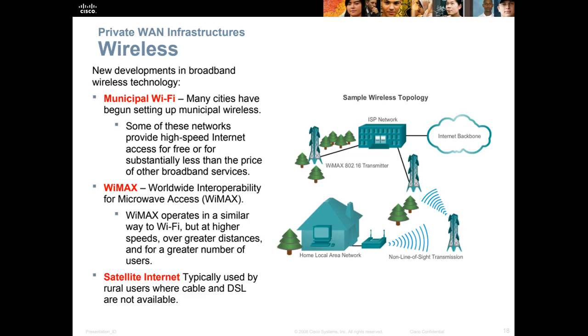We have also wireless, such as municipal Wi-Fi. Here, many cities have begun setting up municipal wireless. Some of these networks provide high-speed internet access for free or for substantially less than the price of other broadband services. We all know about Wi-Fi, how in some places it is available, you know, some campuses, some buildings.